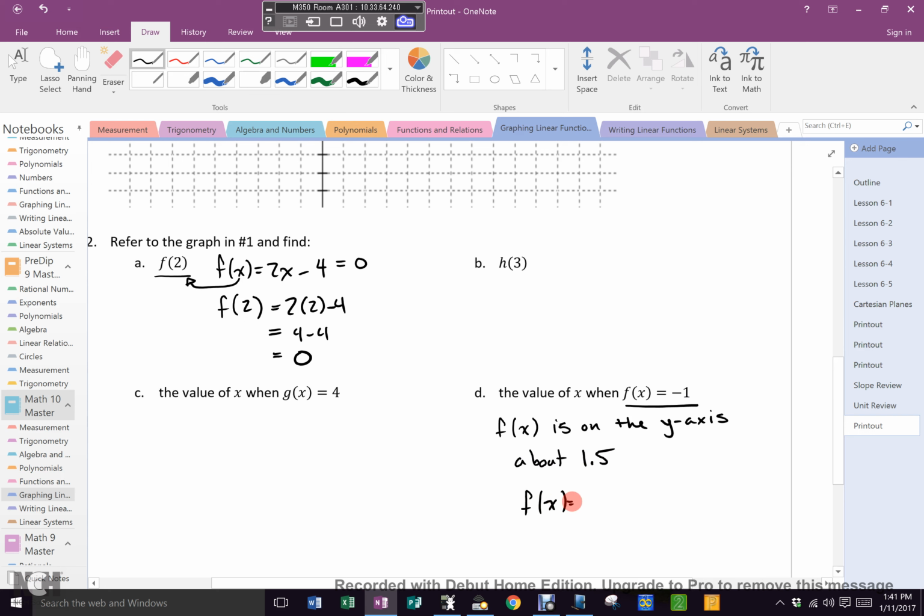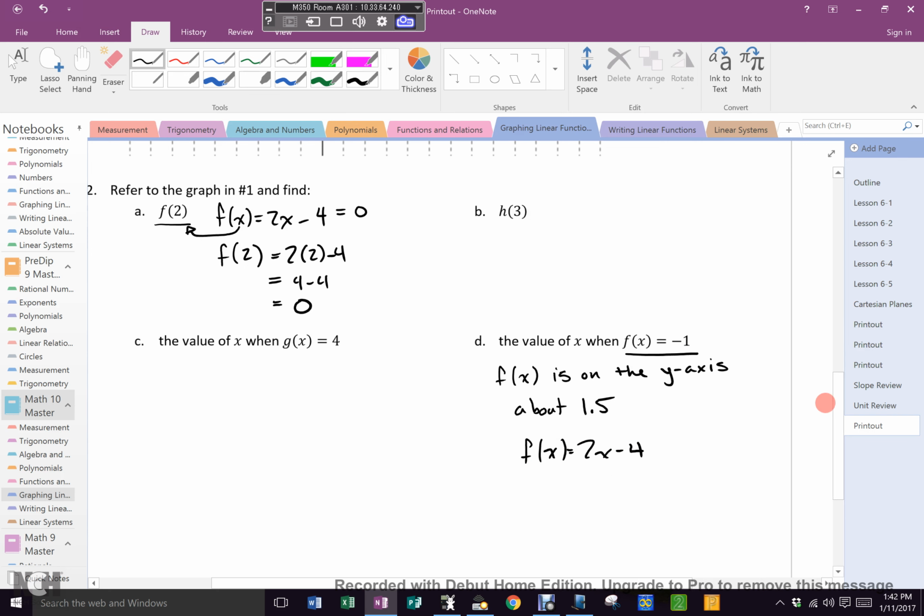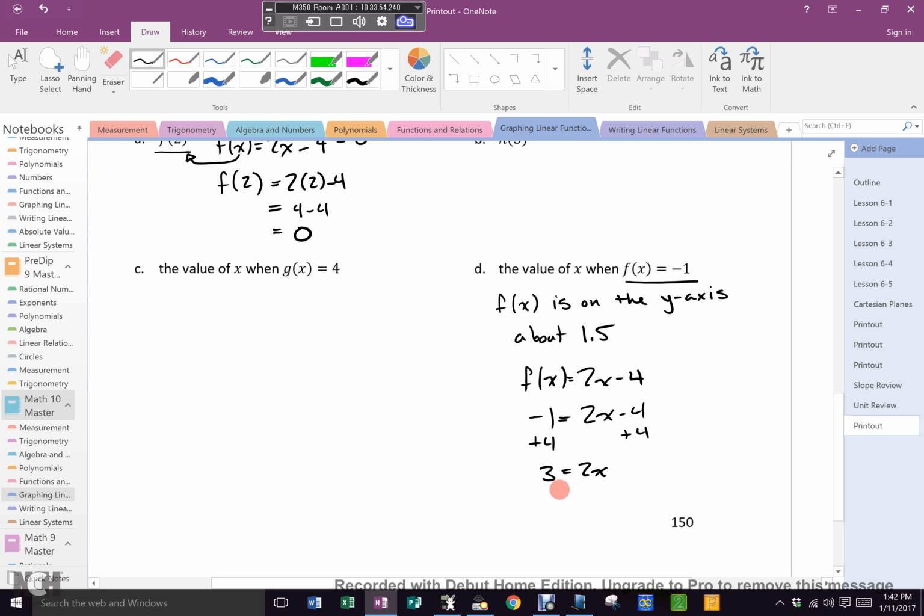Now, because it doesn't work perfectly, I want to check that one with algebra. F of x equals 2x minus 4. Now, I know that the f of x, this side, equals negative 1. So negative 1 equals 2x minus 4, plus 4, plus 4, 3 equals 2x, divide by 2, x equals 3 over 2, which is indeed 1.5.